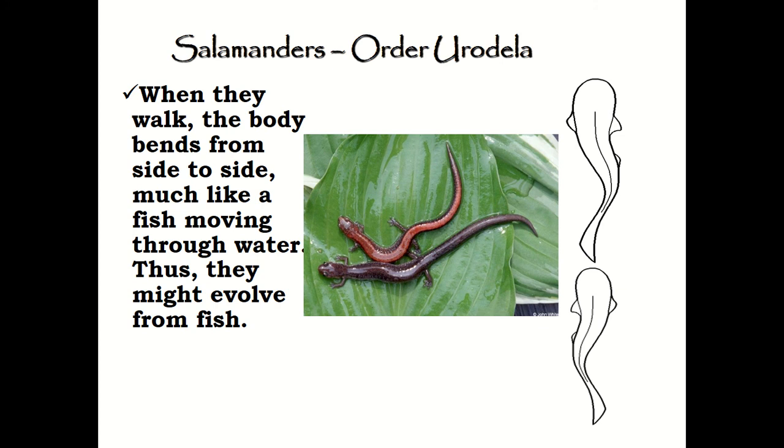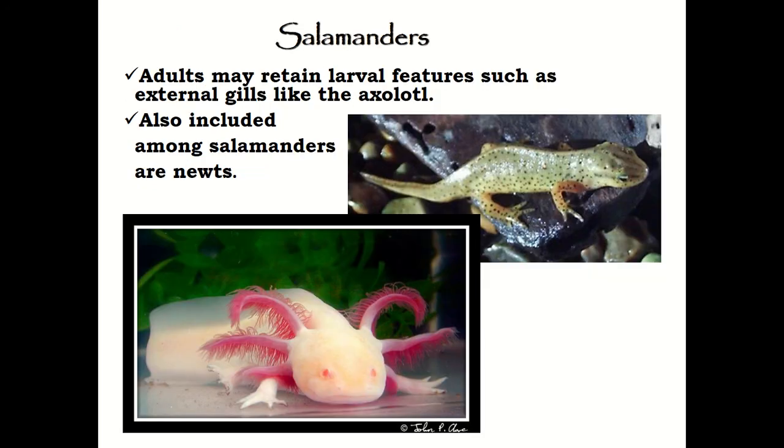Next order under amphibians is order Urodela. An example is a salamander. When a salamander walks, the body bends from side to side like a fish moving through the water. Therefore, scientists conclude that they might have evolved from fish due to their movement. Adult salamanders may retain larva features such as external gills, like the axolotls here, and also included among salamanders are newts.